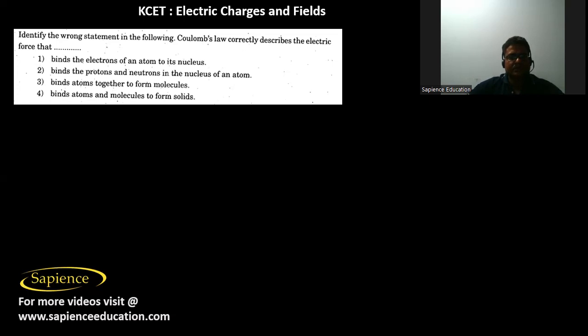So the force that binds atoms and molecules to form solids is not the electrostatic force, and the force that binds the neutrons and protons in the nucleus is the nuclear force. It is not the electrostatic force. So only the force by which the electrons are attracted by the nucleus of an atom is the electrostatic force. So Coulomb's law will describe only electrostatic force. So option 1 is the correct answer.